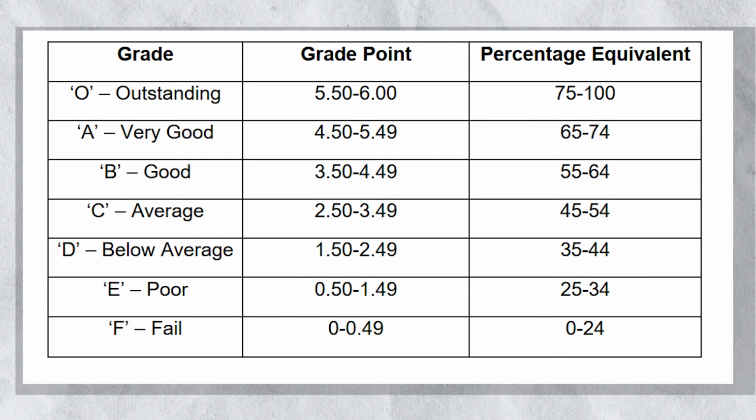Suppose you check the C grade. For a C grade, your grade points have to be 2.5 to 3.49, and if you fall in this bracket, then it is assumed that your percentage would be from 45 to 54. So it will depend from candidate to candidate what bracket and what exact score. Your aim would be to get the highest score in the interview, so that it gives you an edge over all the other candidates who have come for the same interview.